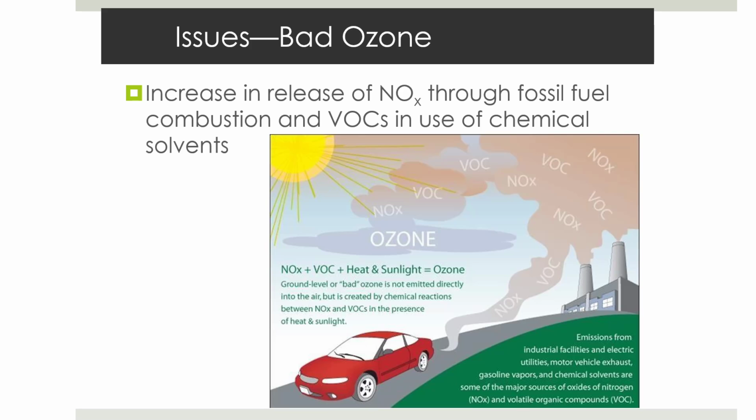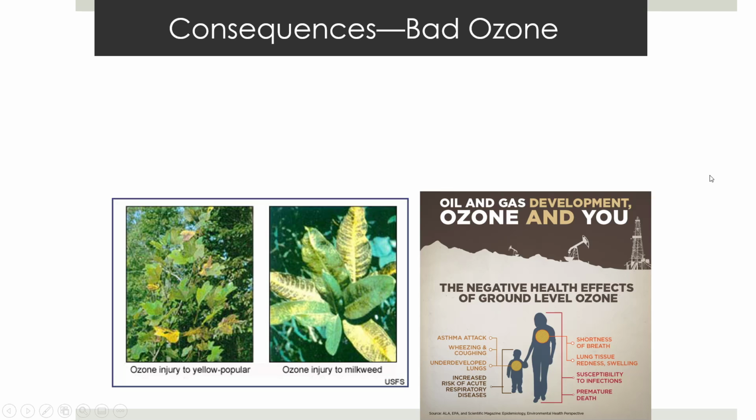Now, the bad ozone, remember, is the stuff that's at ground level. Essentially, with the release of nitrogen oxides, NOx, through fossil fuel combustion, and VOCs, we see more ozone being produced, because if you take NOx and VOCs together with a little bit of heat and sunlight, you get a lot more ground level ozone in the air. It's not emitted directly, but because of those reactions from the nitrogen oxides and the volatile organic compounds, ozone is then produced. And remember, ozone can be an irritant at ground level.